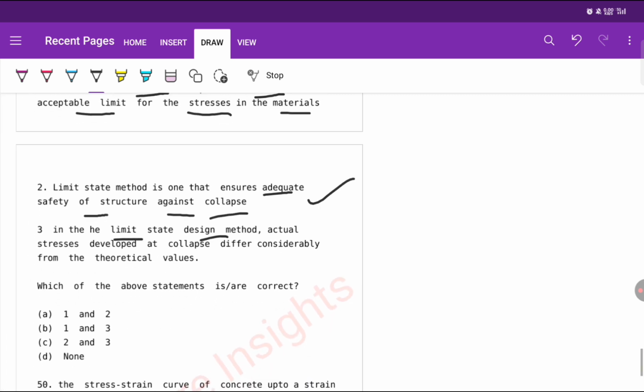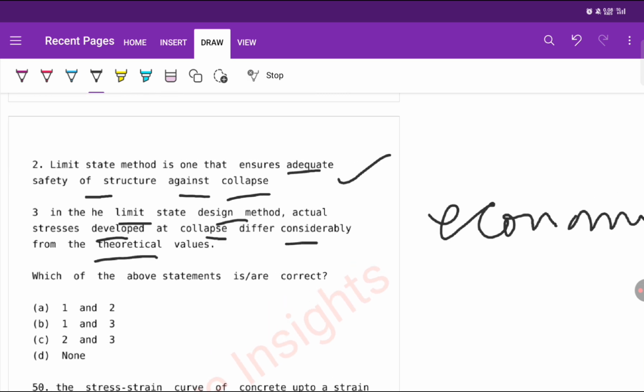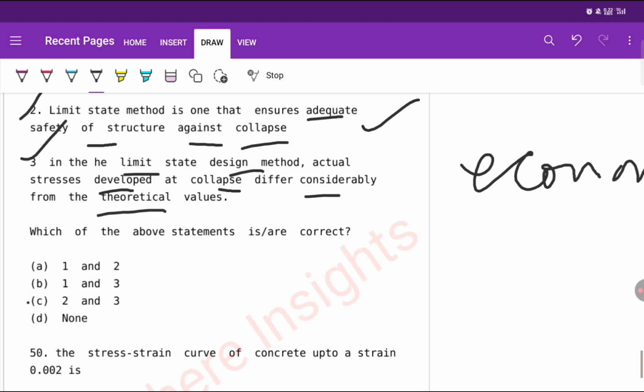Or in the limit state design method, actual stresses developed at the collapse differ considerably from the theoretical value. So in the limit state method the stage developed will obviously differ, right? It will be economical. It will be serviceable and safe. It will be both in safety and serviceability. Okay, so option 2 and option 3 are correct. So option C is the correct answer.